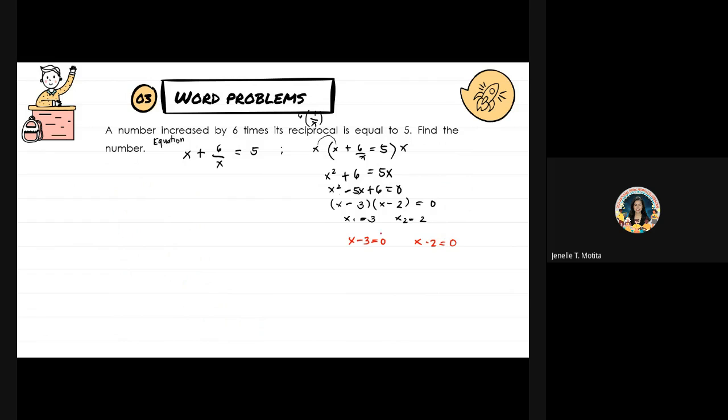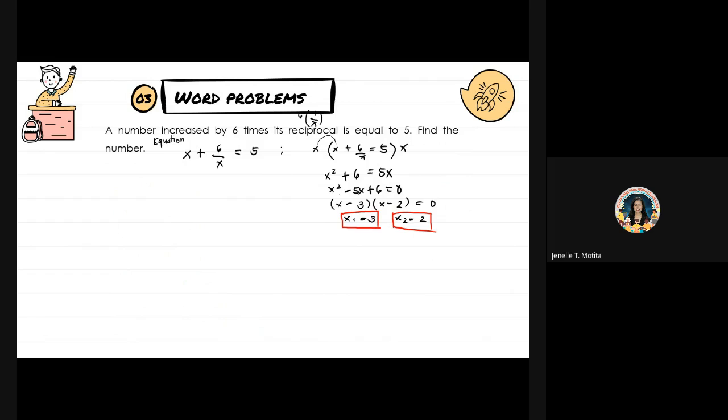Ayan. Since x lang hinahanap mo, x mo dito, tapos ilipat mo si negative 3. Negative will be positive 3. Same process with this one, x lang hinahanap. Si negative 2, ilipat mo sa kabila, this will become positive 2. And there you have it. This is our answers already. We have two possible numbers. Okay, let's try to check if 3 and 2 are correct. Let me just put a box here.